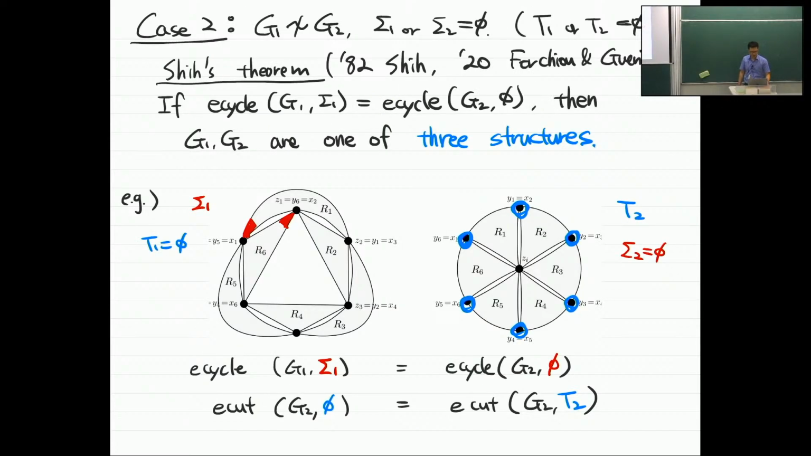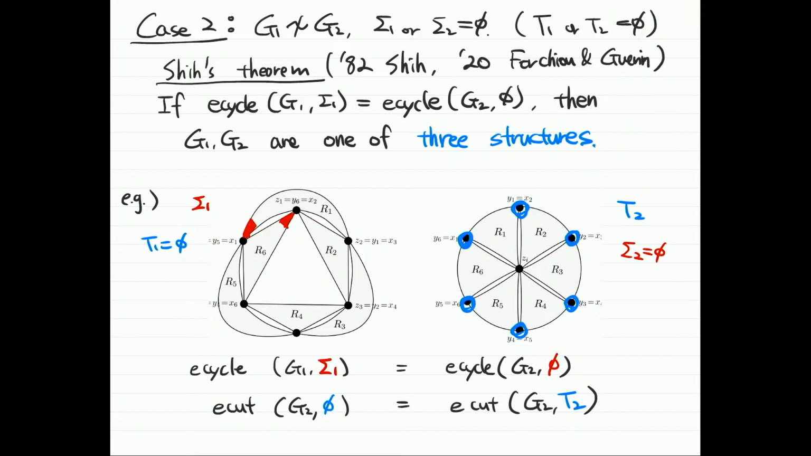So assume that G1 and G2 are inequivalent, and for case 2 we assume sigma 1 or sigma 2 is empty. So by the pairing theorem, we can have T1 or T2 is also the empty set. And in 1982, Guenin proved in his thesis that if sigma 2 is the empty set, then we have one of three structures. I will not talk about details, but this is one example.